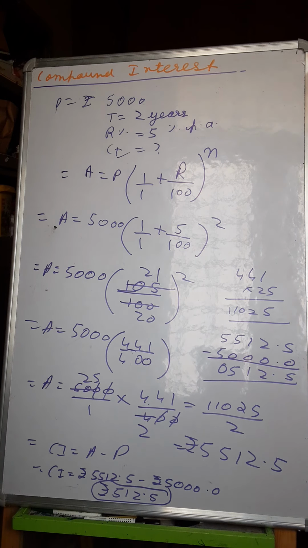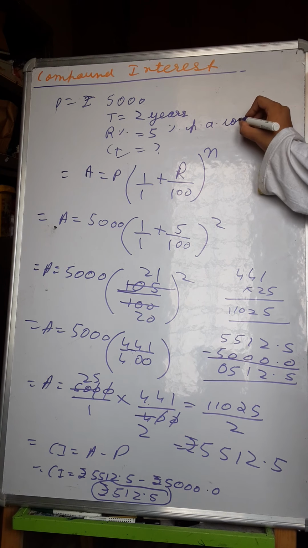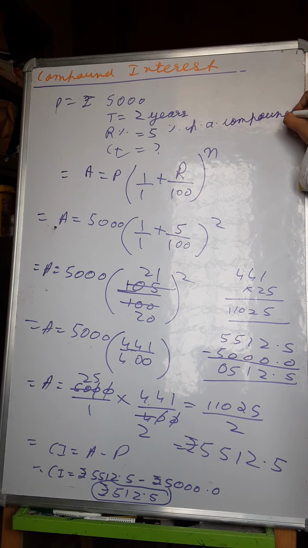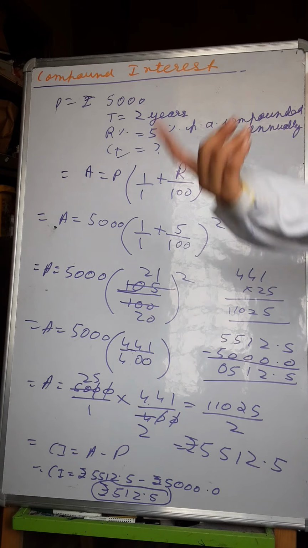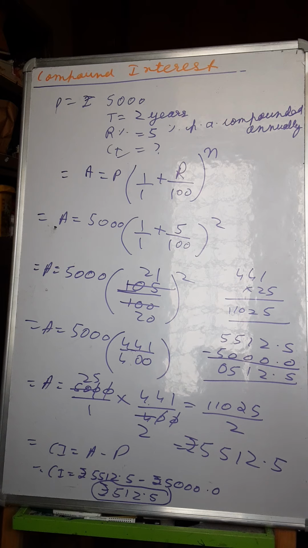Now remember one thing. Whenever you are doing it this way, your 5% per annum rate is in reality compounded annually, which means it is applicable for one entire year. What we'll understand now is what to do if it is compounded, say, half yearly or quarterly. That is what we shall learn right now.